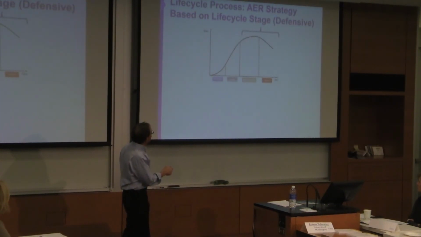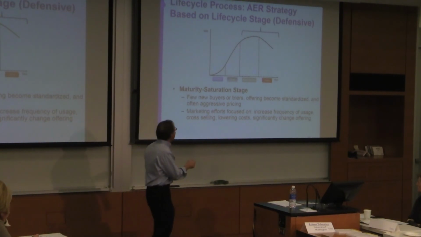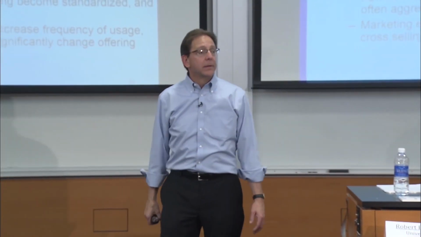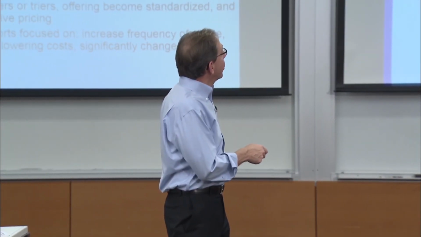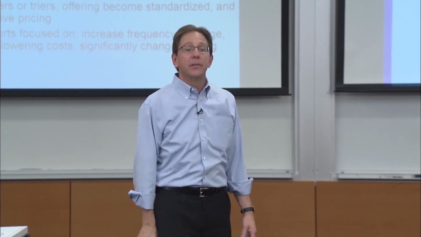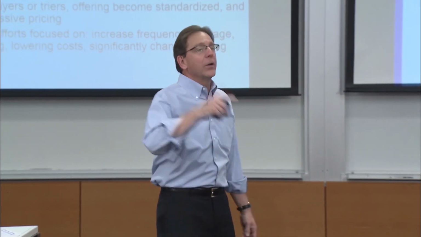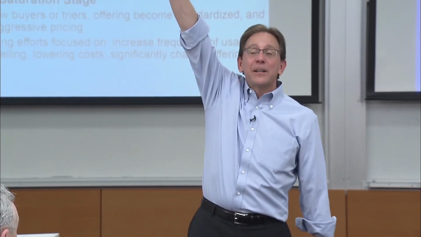That's these two. When they get up here in the maturity stage, few new buyers. Offering becomes standardized, often with aggressive pricing. Why does the industry usually have too much capacity right there? What happens is when you're a marketer and you're right here, or a salesperson, what kind of forecast do you give? Do you give that the line's going to keep going like that? Or you say, oh no, next week it's going to flatten. Nobody lets you get away with that, right? It's going like this forever.